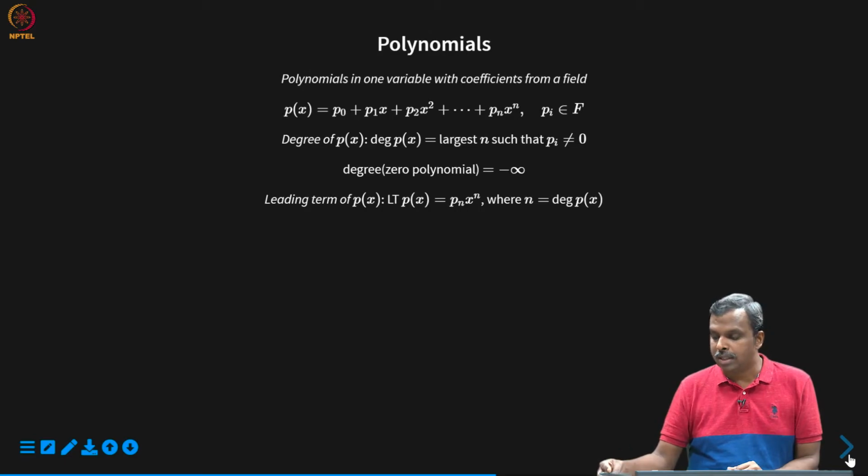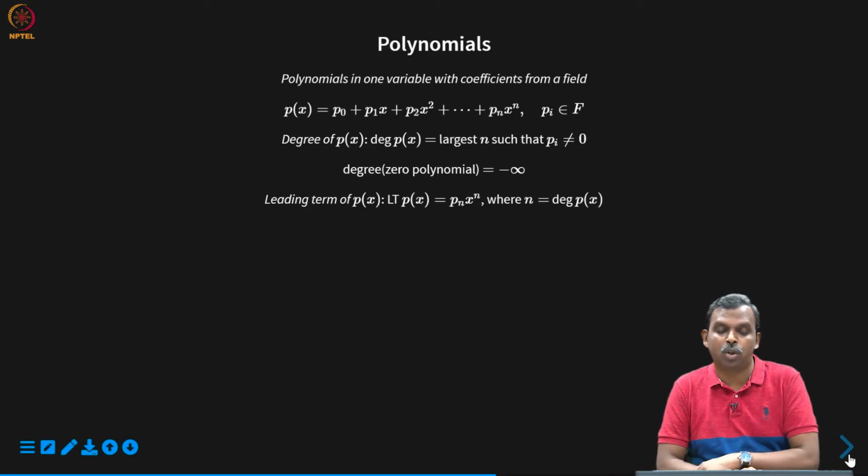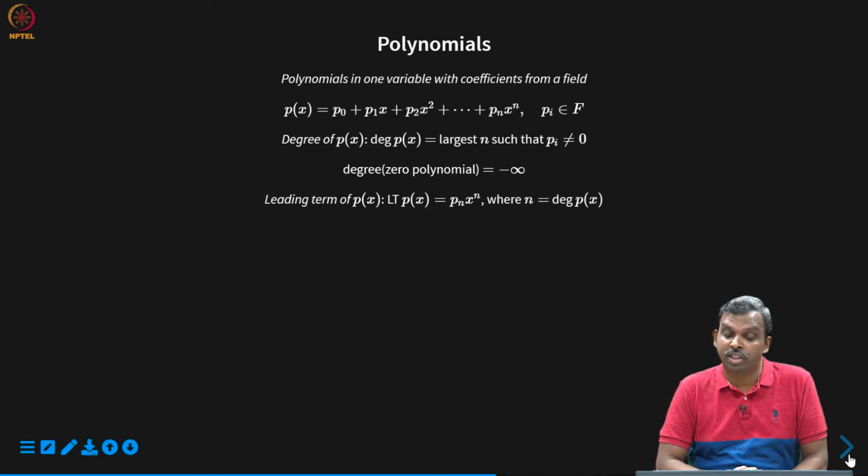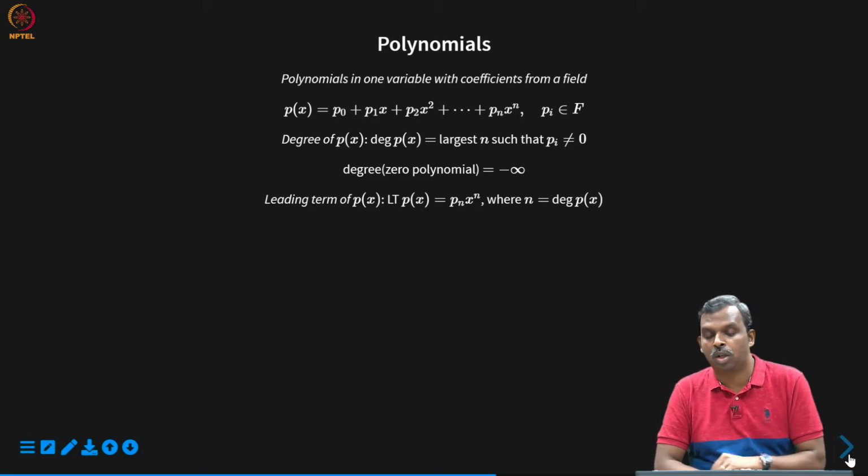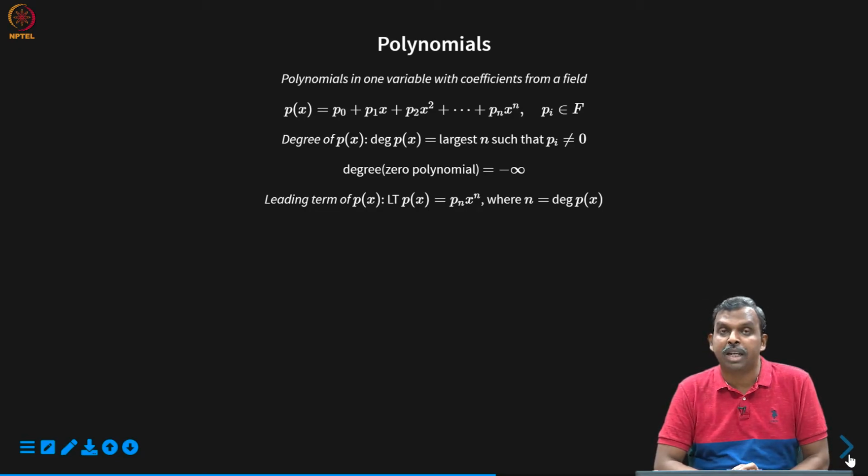Okay. So what is the theoretical picture of a polynomial? So that's the picture, right? Polynomial in one variable with coefficients from a field. That's what we're looking at. We'll call it p of x, p0 plus p1x plus p2x squared plus so on till pn x^n, and each pi will be in F.